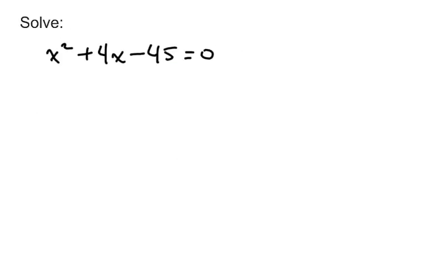If we have the equation x squared plus 4x minus 45 equals 0, it's in standard form, and the leading coefficient is 1, the linear coefficient is 4, and the constant term is negative 45. That means that a is 1, b is 4, and c is negative 45. And all we need to do to solve this is to plug those values into the quadratic formula.